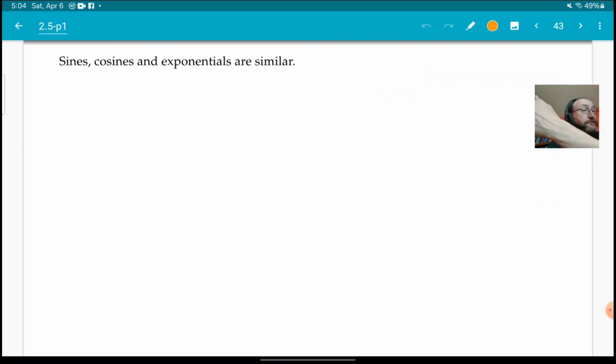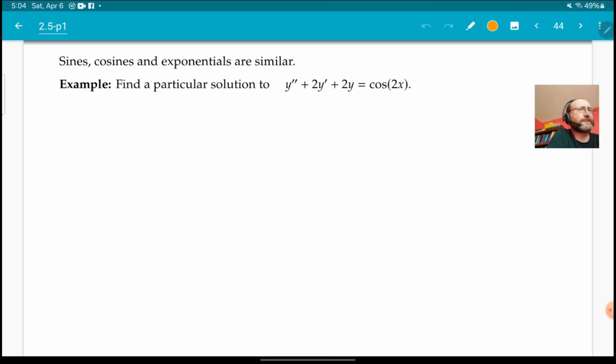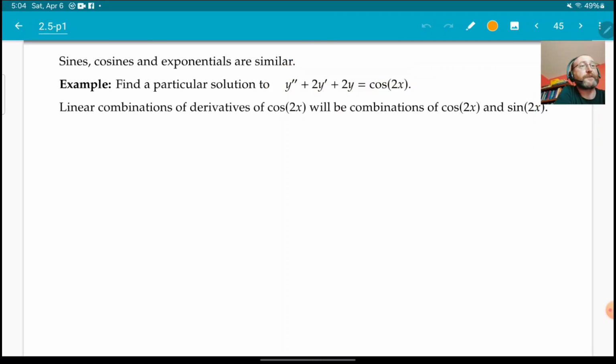So that was for polynomials. Sines and cosines and exponentials are actually similar. So, for example, let's try cosine. We have a slightly different left-hand side and a different right-hand side, cosine 2x. Now, the derivatives of cosine 2x: you'll get a sine, and then you get a cosine, and you get a sine, and you go cosine. So all those derivatives and their combinations will be linear combinations of cosine 2x and sine 2x, with some constants in front.